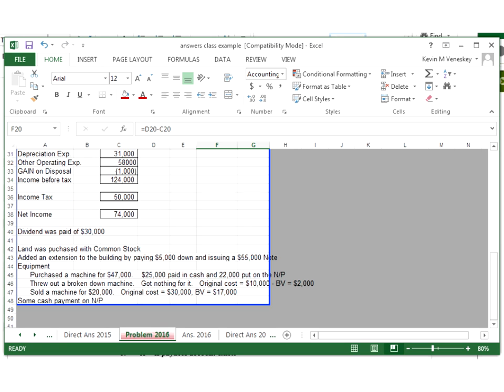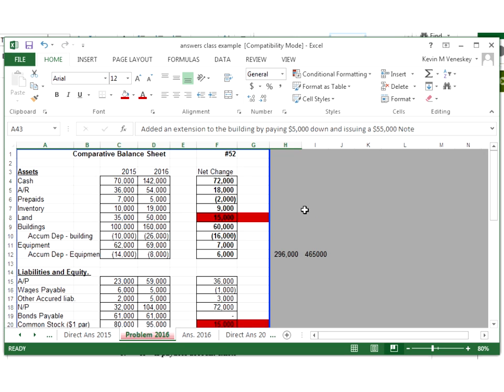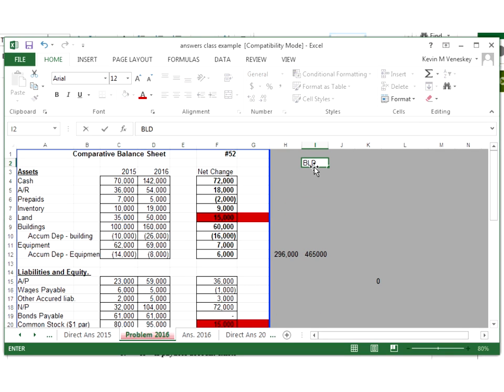So let's look at another one. Add an extension to the building. So obviously we added a $60,000 extension. So let's look at, maybe real quickly here, what the journal entry would have been. I would have said, debit our building for $60,000, and I would have credited cash for what I said it was. I paid $5,000, and the rest of it went to the note of $55,000.